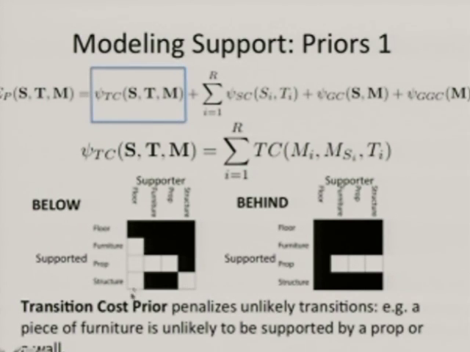So white means it's allowed. In practice, of course, I'm showing this as a binary matrix. What we really do is impose a sort of penalty, a large penalty to the cost if you're in a black square. And then you can see this is for the sort of vertical support relationships. If you have the ones from behind, then essentially a prop can be supported by furniture, another prop, or a structure. But that's the only sort of horizontal support relationship that's allowed.